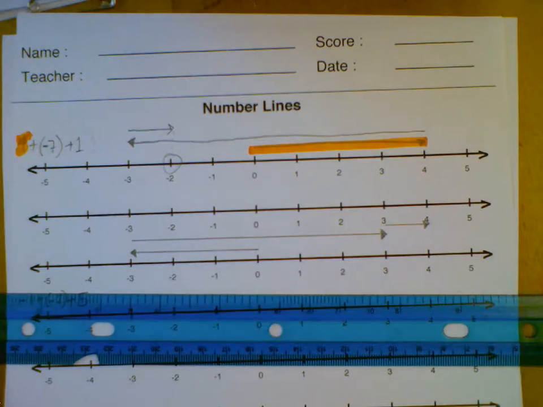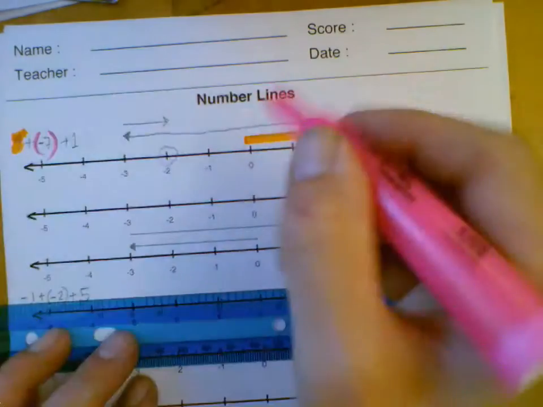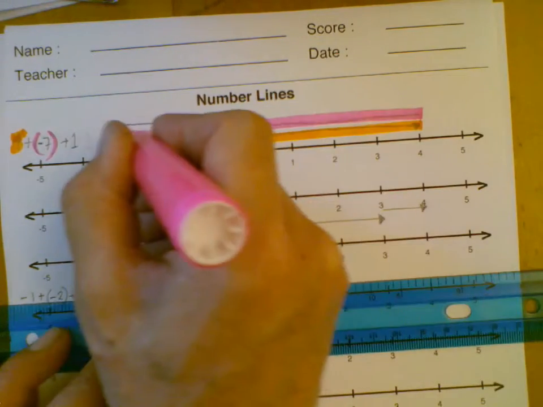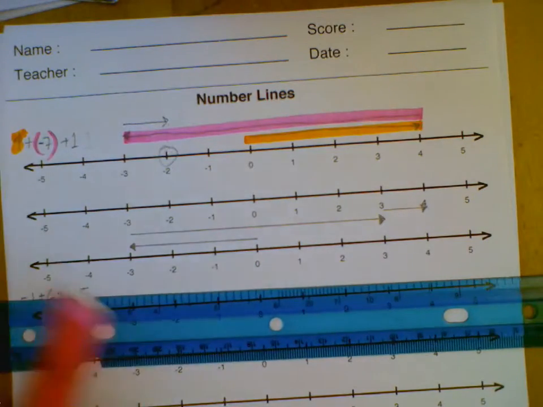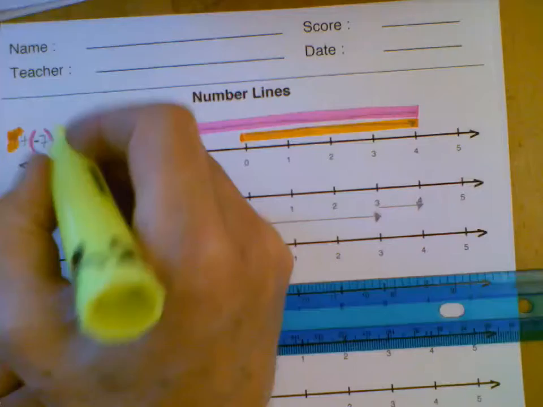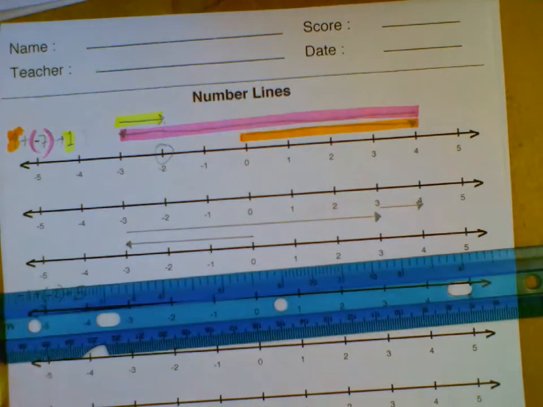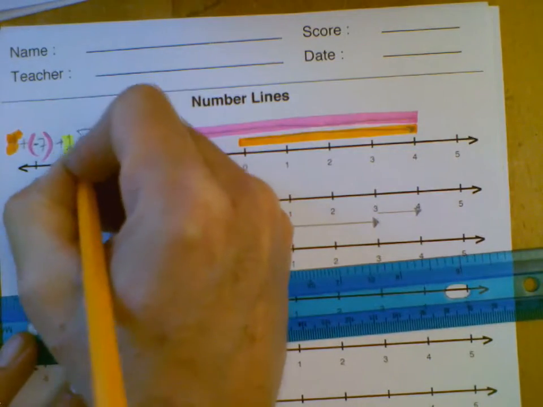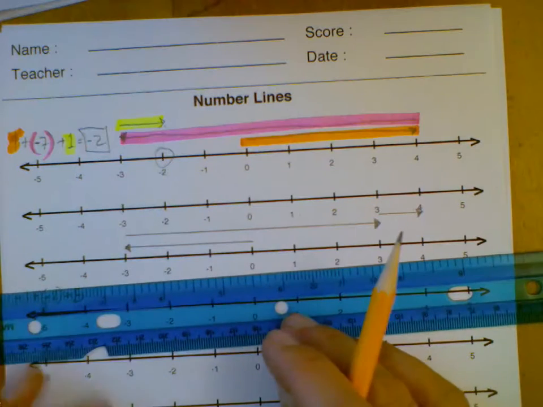Next, I'm going to add negative 7. And here is my negative 7. I started from the one end, and I came over here. And lastly, I'm going to add 1. So 4 plus negative 7 plus 1 is equal to negative 2. I'll box my answer. And that's where this last arrow ended up.